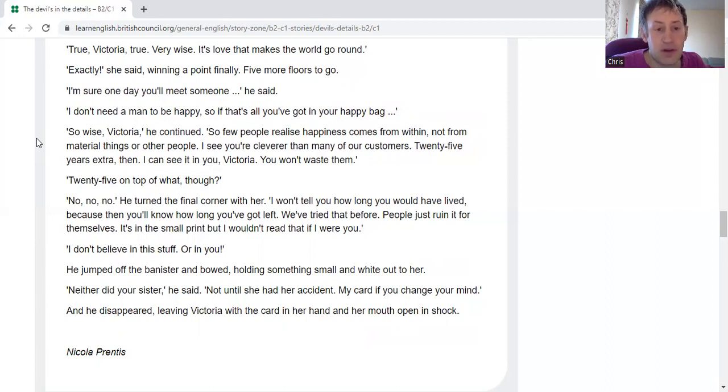"No, no, no," he turned the final corner with her. "I won't tell you how long you would have lived, because then you'll know how long you've got left. We've tried that before. People just ruin it for themselves. It's in the small print, but I wouldn't read that if I were you." "I don't believe in this stuff, or in you." He jumped off the banister and bowed, holding something small and white out to her. "Neither did your sister," he said. "Not until she had her accident. My card if you change your mind." And he disappeared, leaving Victoria with the card in her hand and her mouth open in shock.